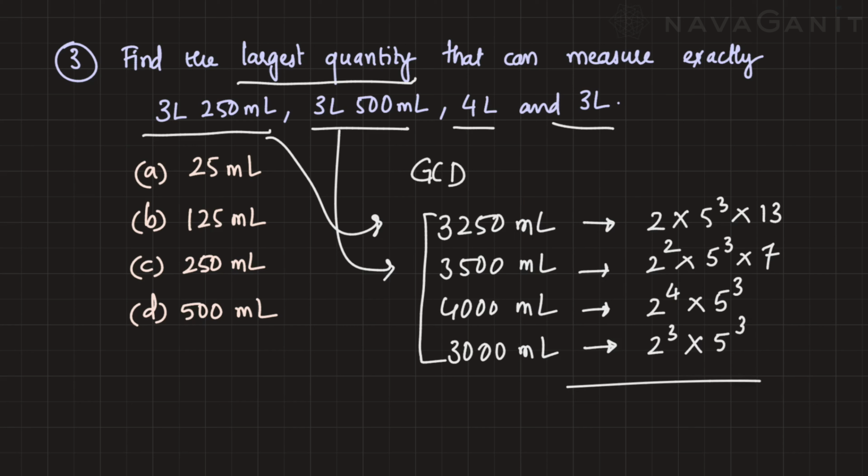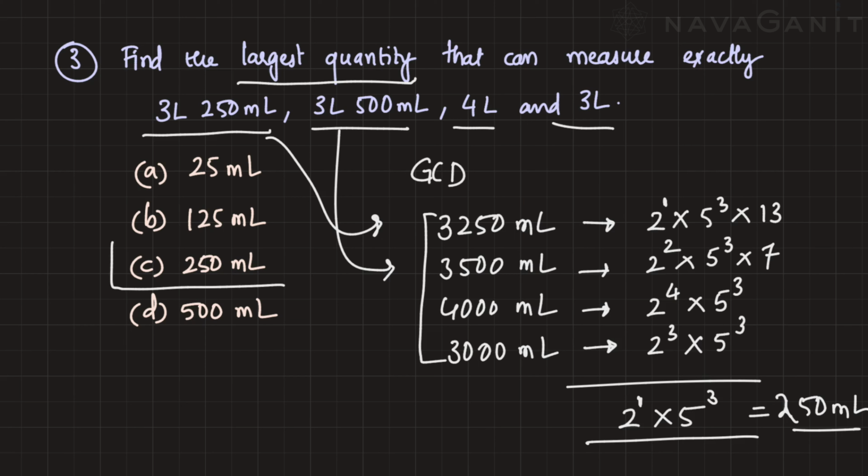Now to find the GCD, we simply pick the common factors, which are 2 and 5, and the highest powers which are common in all the given numbers. So the highest power of 2 here is 1, which is present in all the 4 numbers. With respect to 5, it will be 5 cubed which is there. So it is 2 multiplied by 5 cubed, which is 250 ml. So option C is the right answer.